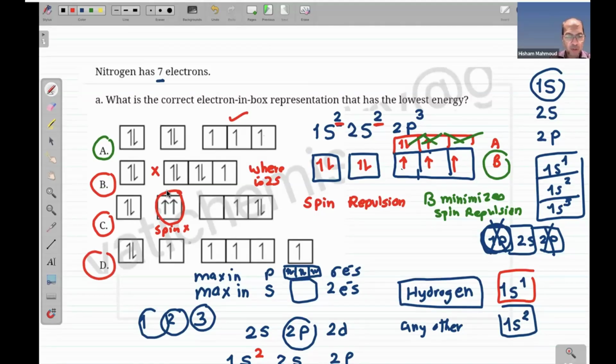If I go to the next one, option C, I see that it's totally wrong. The 1s2 is correct, but in the 2s, did you see? I have two electrons here spinning in the same direction, which never happens. This spinning is very wrong because it can never be in the same direction. And also he has put the electrons in a very strange way in the 2p.